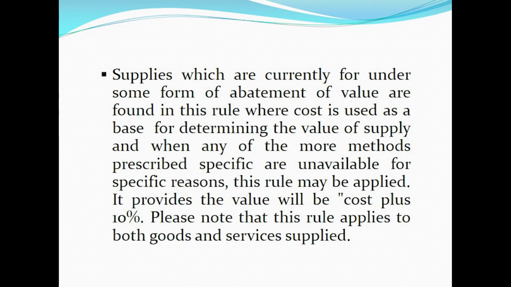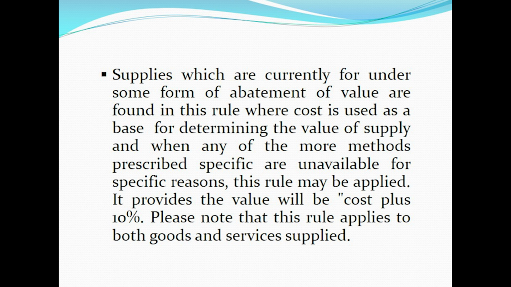The next important point to be remembered under valuation rule 5 is, there are certain supplies which are currently under some abatement value. What is abatement value? Abatement value basically means that where the value reduces, it can be used as a base for determining the value of the supply when any one of the above methods prescribed under the CGST Act of 2017 is unavailable for specific reasons, then this rule may be applied.